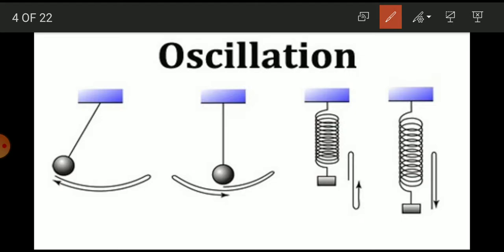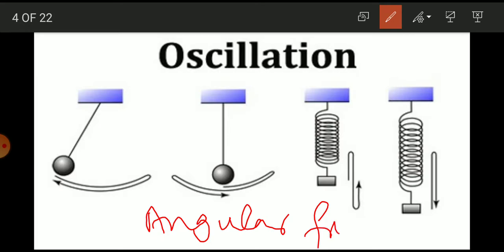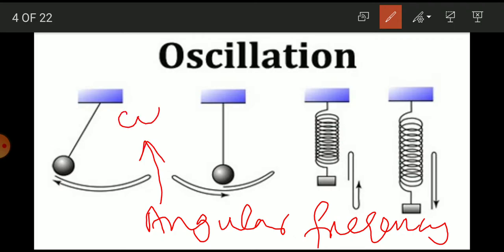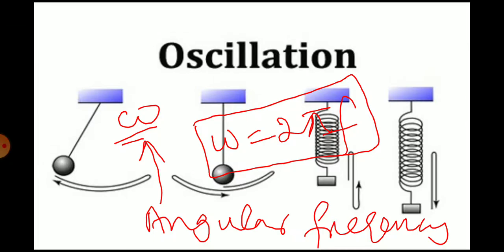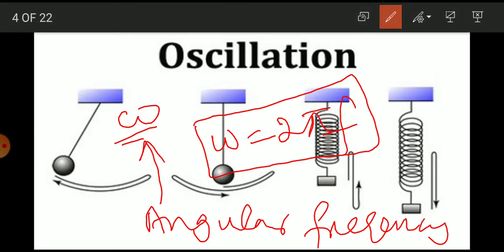Angular frequency. Angular frequency is represented by omega. The number of revolutions per second of a body is called angular frequency.